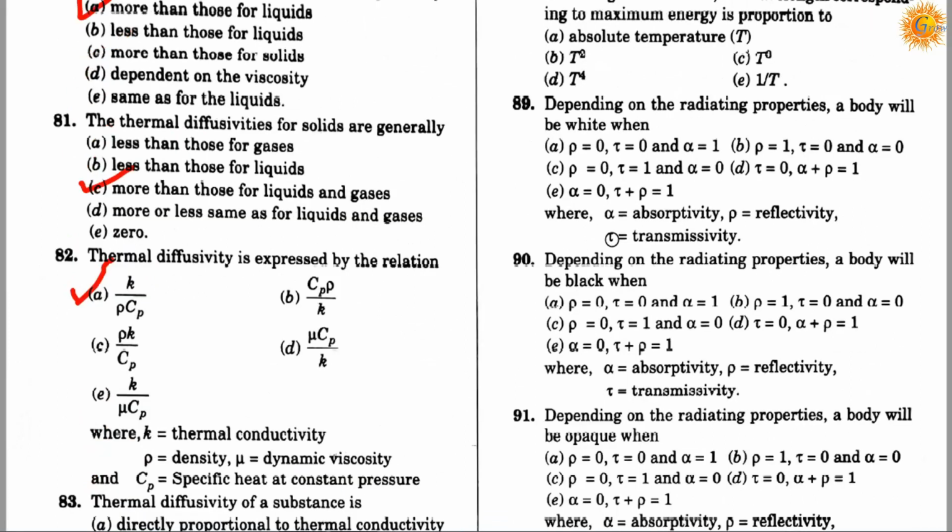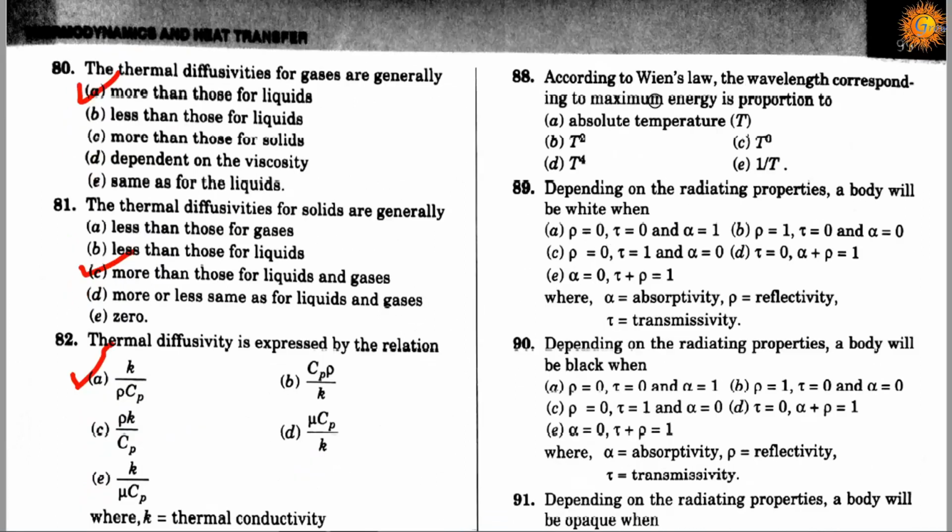Question number 88. According to Wien's law, the wavelength corresponding to the maximum energy is proportional to: option A, absolute temperature T; option B, T square; option C, T0; option D, T power 4; and option E, 1 upon T. Correct answer is A, it will be absolute temperature T.